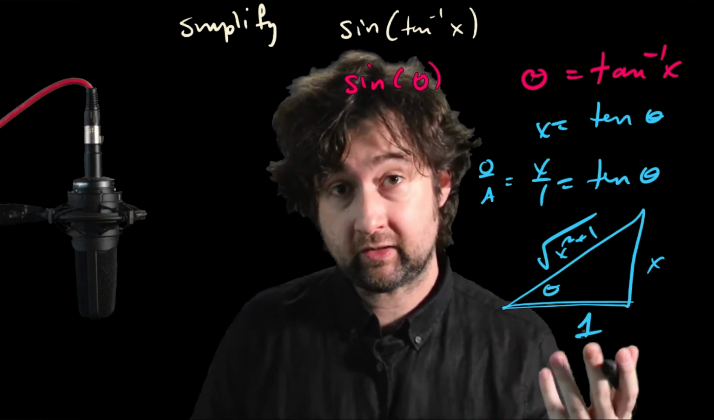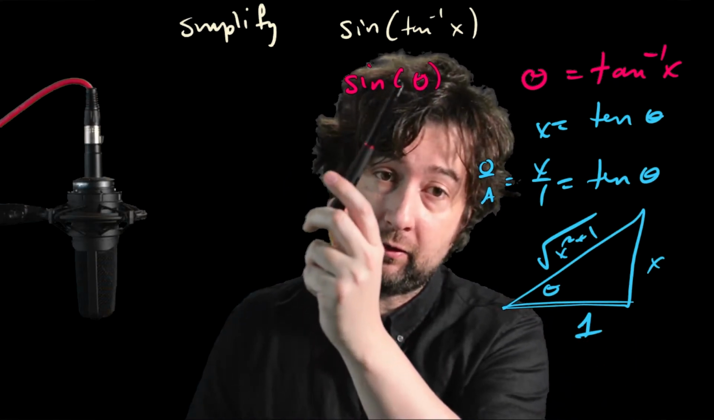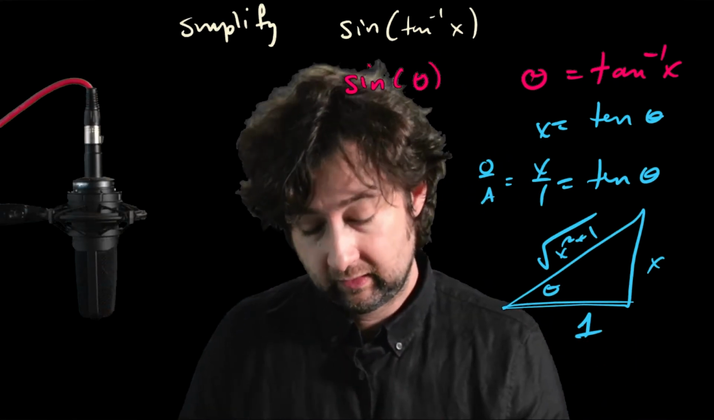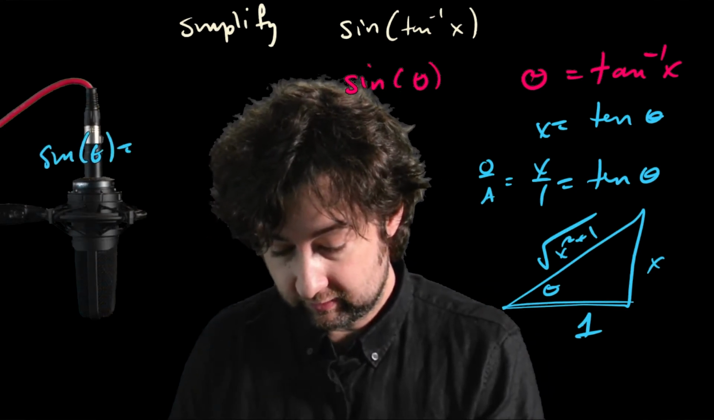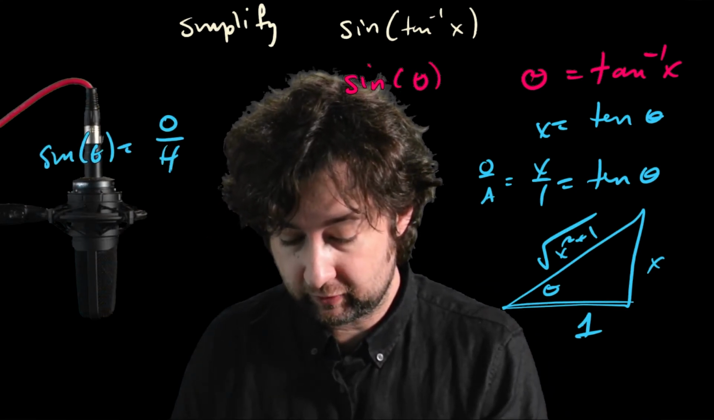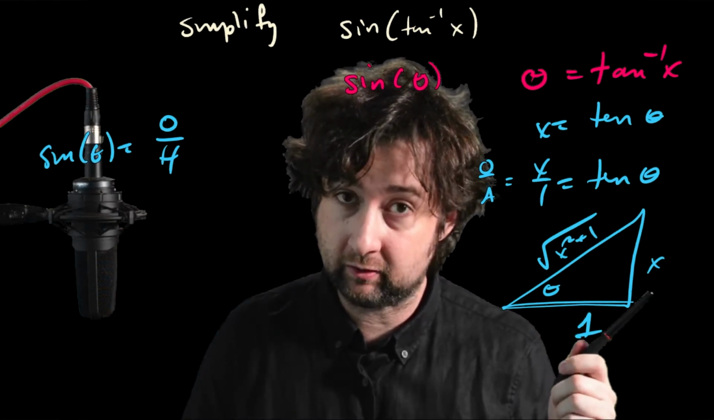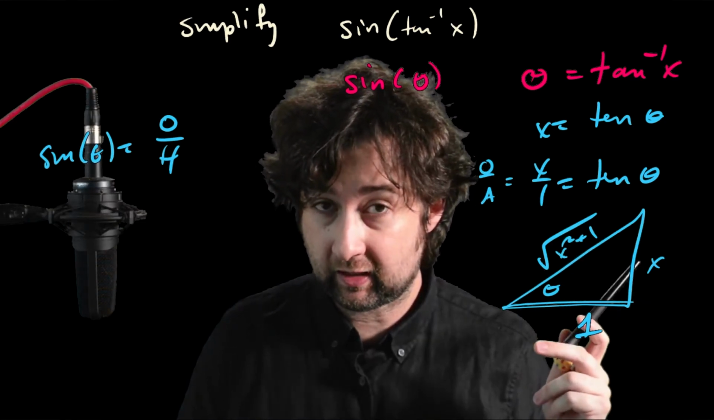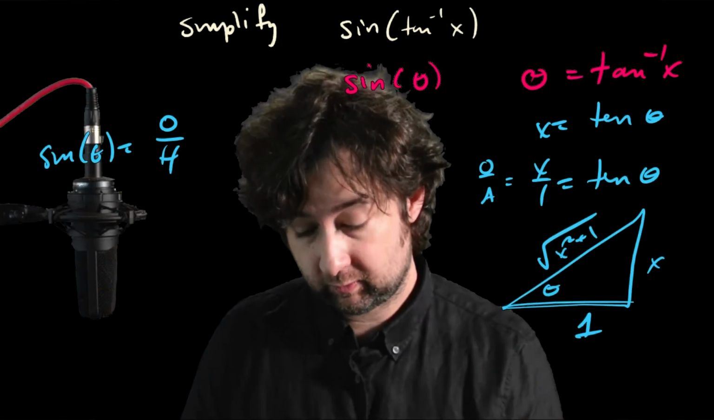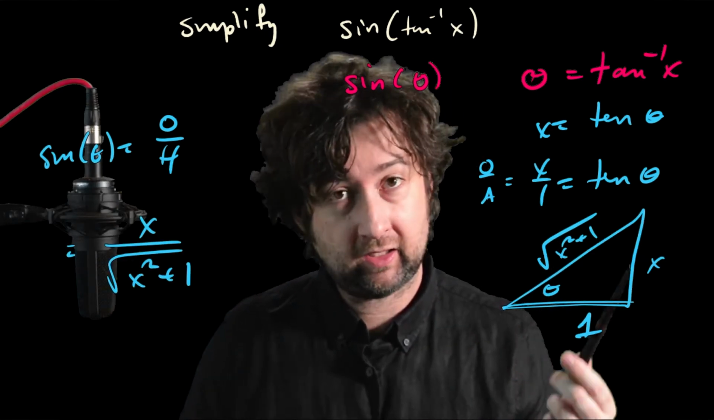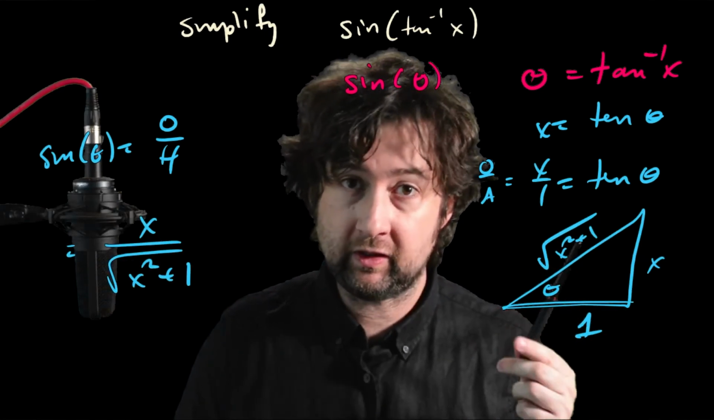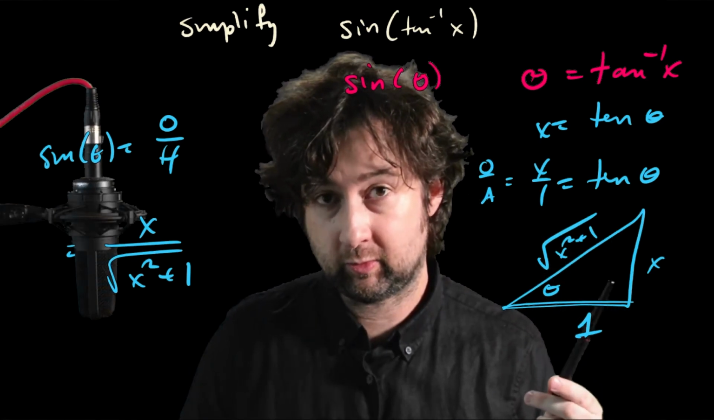Now, what is the question asking for? Given the angle theta, what is the sine? Well, sine of theta is equal to the opposite side over the hypotenuse of the associated triangle, and that means I'm looking at x over the square root of x squared plus 1. And so this triangle method, again, it looks tricky, but it really is nothing more than high school trigonometry.